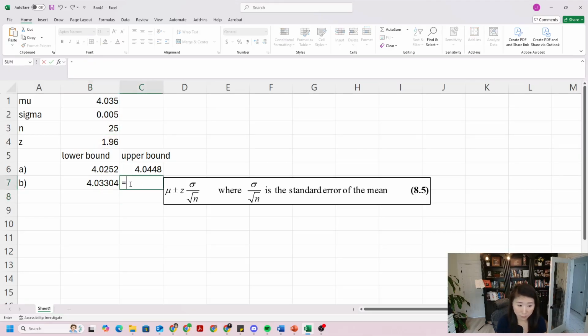My upper boundary will equal to mu. We're going to choose the plus sign. Z statistic times sigma divided by SQRT parentheses 25. That will give me my upper boundary. So my upper boundary is 4.03696. As you can see, this range is slightly narrower than the individual parts, right? So A and B. So now we look at question number C.